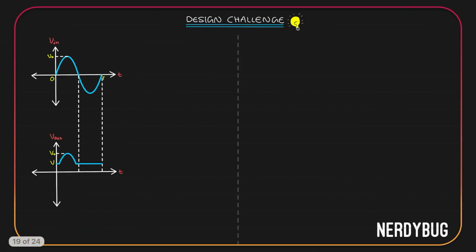Let us see the next challenge. Input is still the same sinusoidal signal. Clipping is happening at V. The negative part is being clipped, so we need a negative clipper. We need a negative clipper that clips at positive V. Let us start by taking a negative clipper circuit.